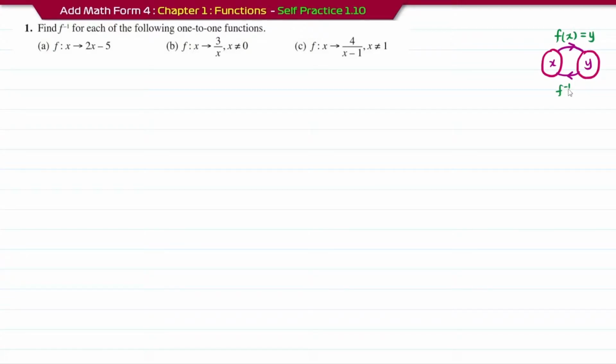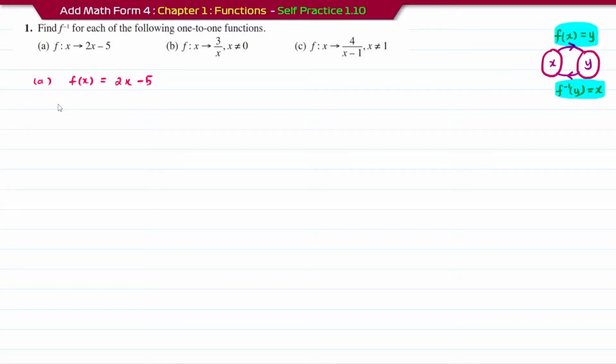So for the inverse of f, it will be equal to x. So we're going to use these relationships to help us to solve for the inverse of f. So let's look at question A here. The f of x is equal to 2x minus 5.